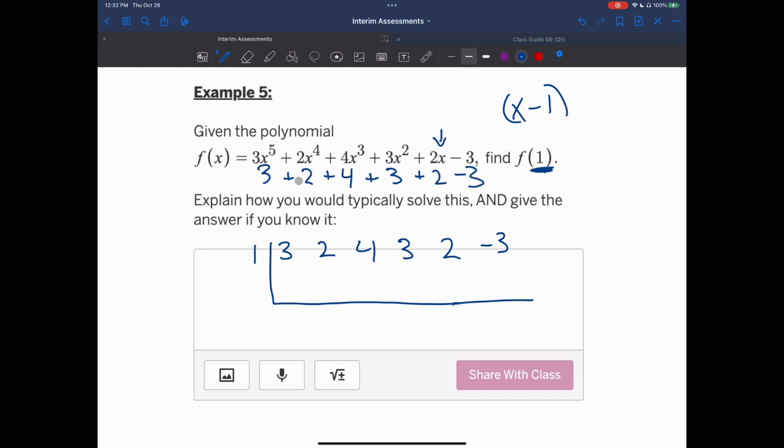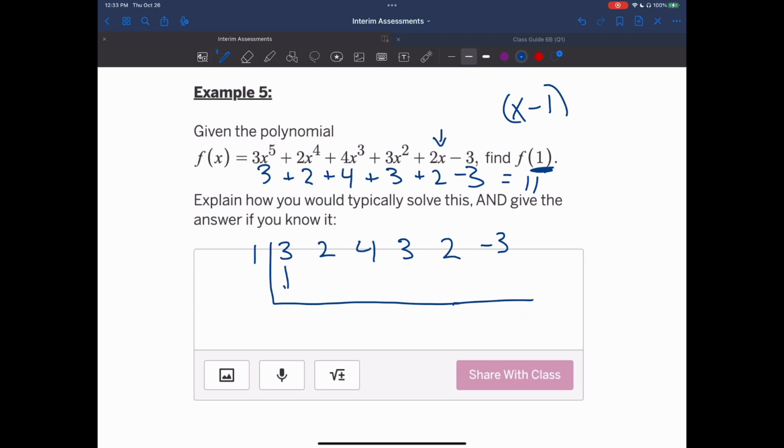Add those up really quick. 3, 4, 5, 6, 7, 8, 9, 14, 13, 12, 11. I believe we get 11. If I did that right, we're going to find out soon. I did that very quick. Now, if you do synthetic division on this, your remainder is going to be your answer. That is the remainder theorem. If you do f of a number, the remainder will give you that answer.